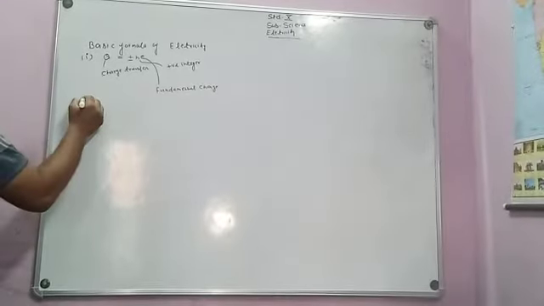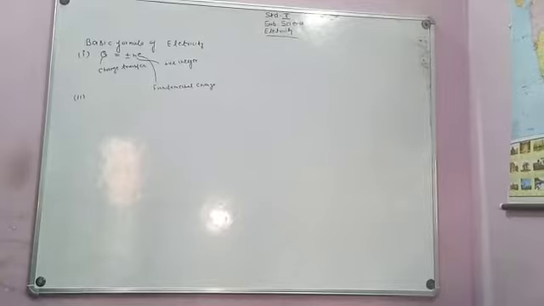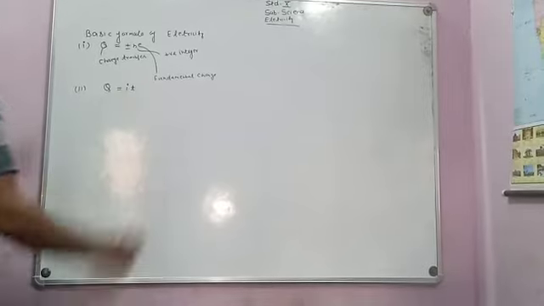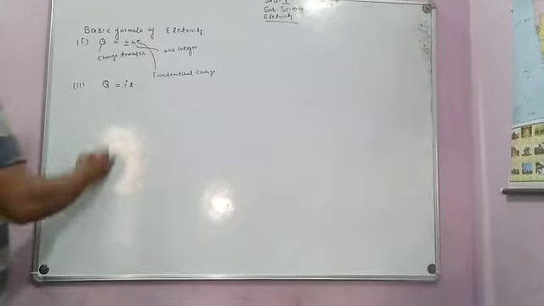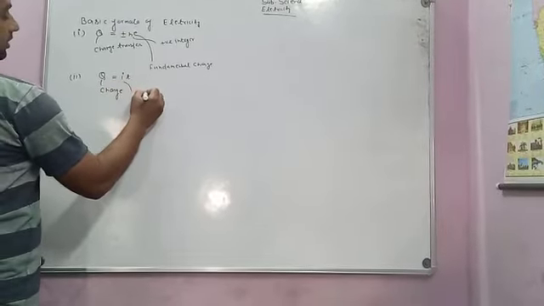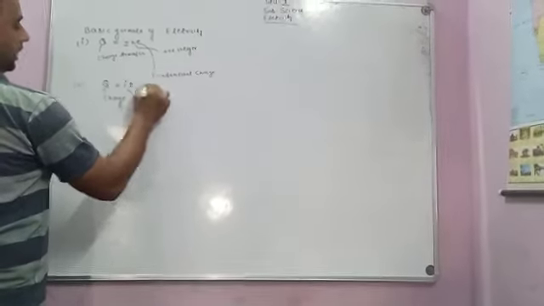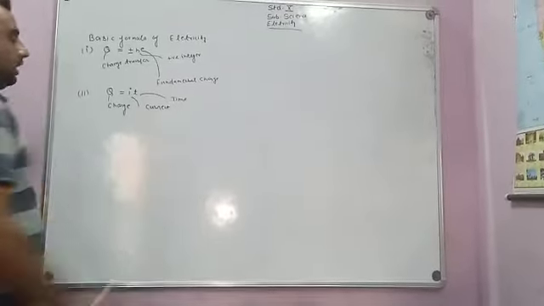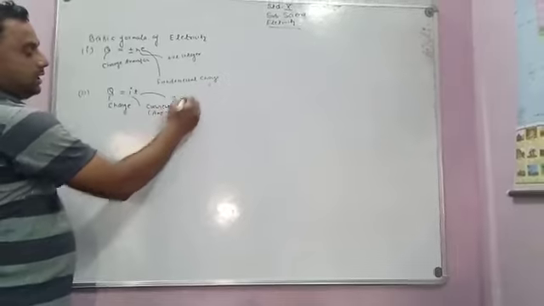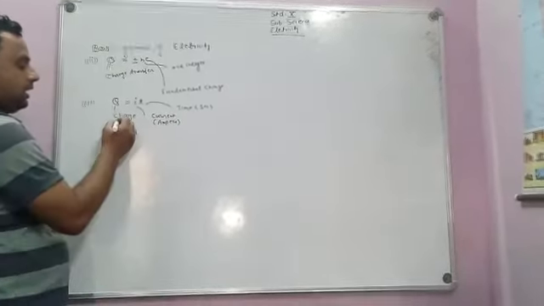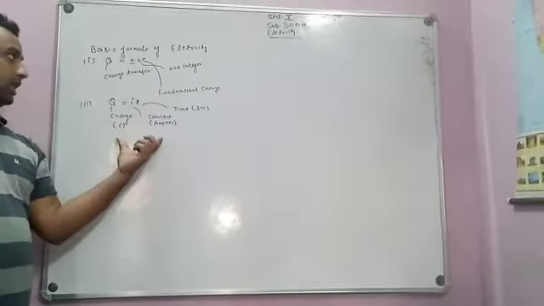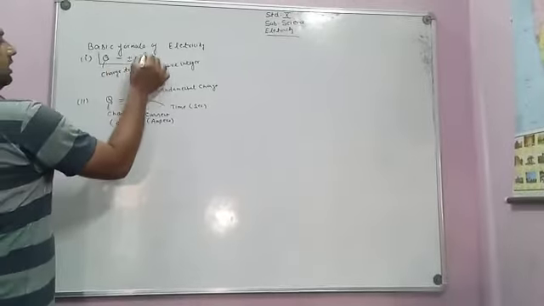The second basic formula is Q is equal to IT, where Q is the charge, I is the electric current, and T is the time. Here, current is always taken in ampere, time is always measured in seconds, and charge is always measured in coulombs.